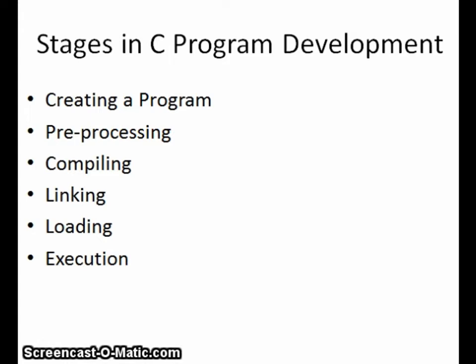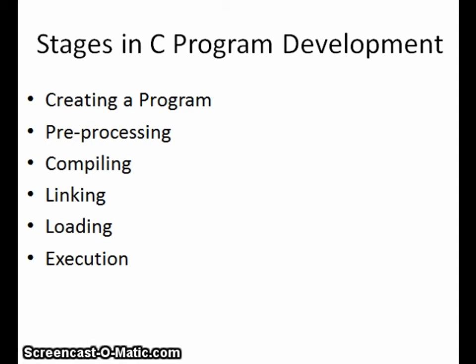So let's discuss the stages in C program development. The objective of this slide is how we create a program and the other important concepts of pre-processing. Then the next stage is compiling, then linking, then loading and execution. So these are the 6 stages that are referred to in a C program development.